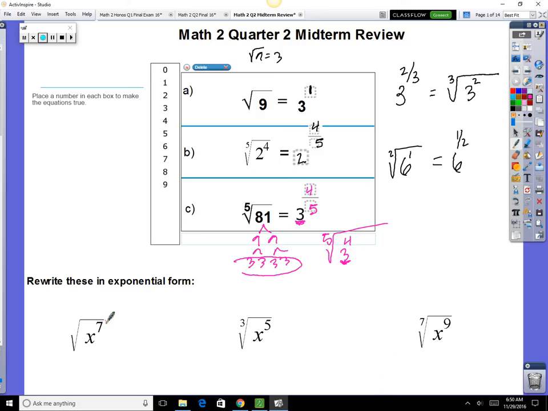Okay, so now you're given 3 expressions in radical form. Change them so that they're written in exponential form. So this is understood to be 2. So this would change to x to the 7/2. This one would change to x to the 5/3. This is the numerator. Your index is on bottom. And then the very last one would be x to the 9/7.